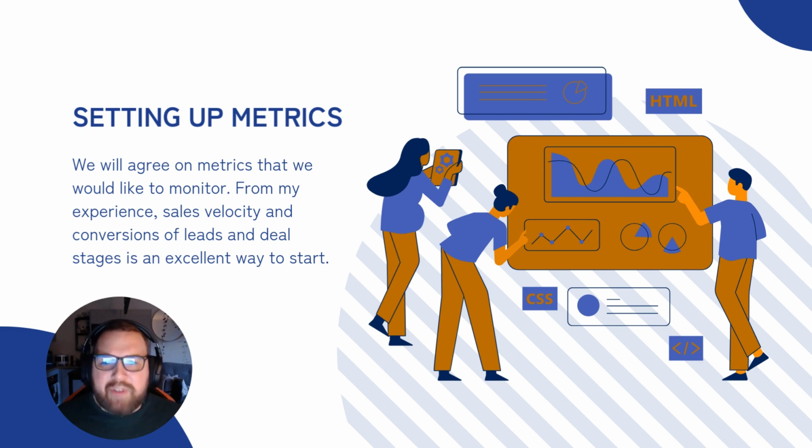However, some of my favorite metrics are, for instance, the sales velocity numbers. What do I mean by sales velocity? This means the number of deals you create in the current month. It's the average deal size, average deal length, and we also look at the number of closed won deals and the closed won amount.